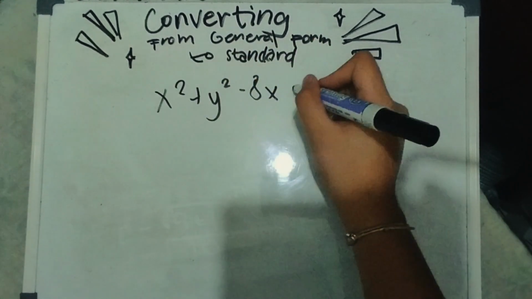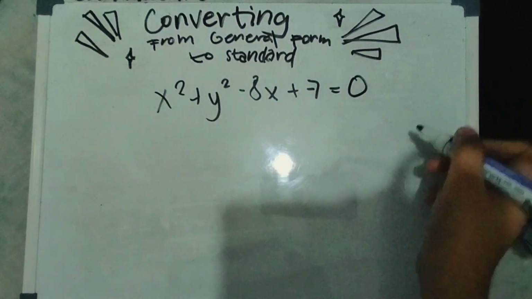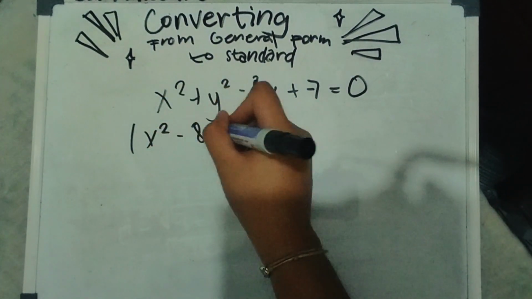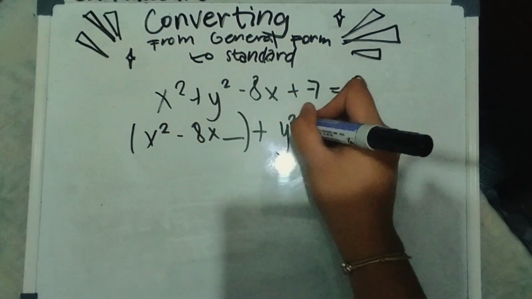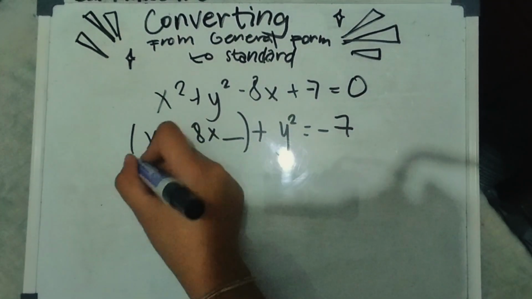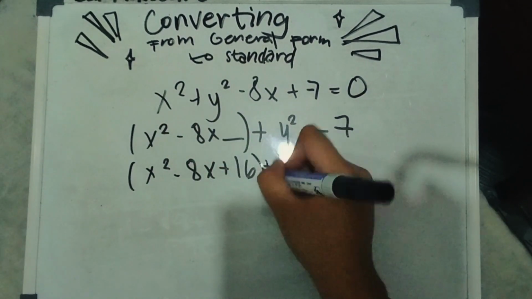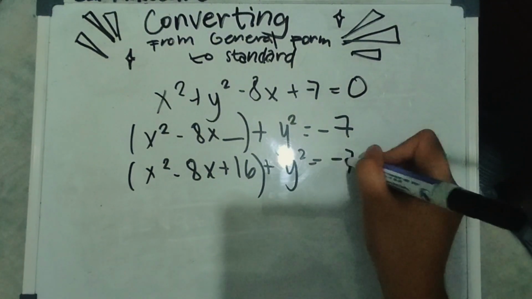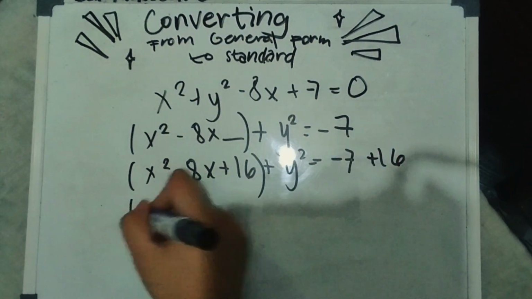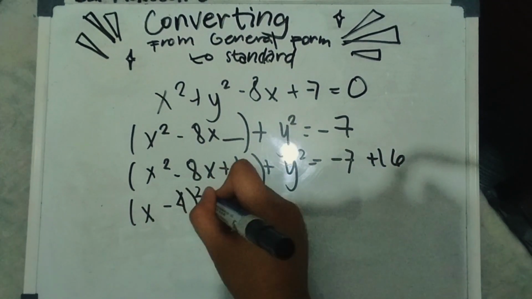Converting from general form to standard. Move the x terms together and the y terms together. Move c to the other side. Complete the square as needed for x. Complete the square as needed for y. Factor the left and simplify the right.